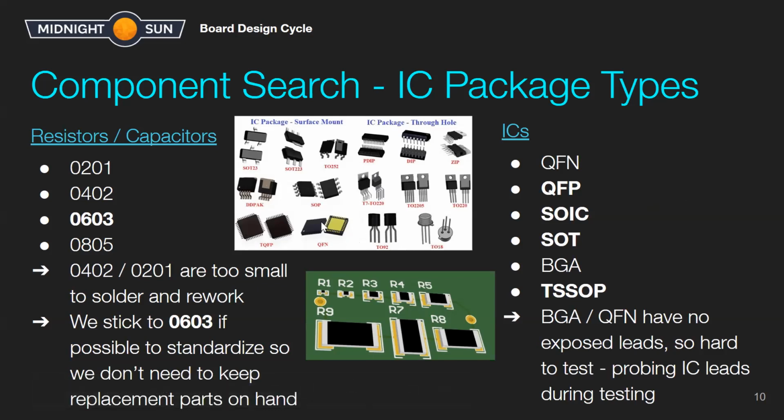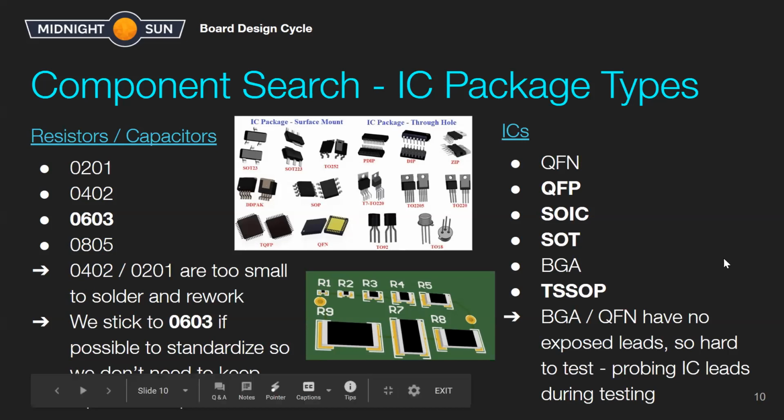QFN is the one with no leads sticking out the bottom in the middle of the page there. We don't like to use that one, or the BGA pins that have holes on the bottom. They have no exposed pins when you're testing it and you want to measure the signal going into the input of that op-amp. If it's QFN, good luck measuring the signal unless you have the test point in your design.